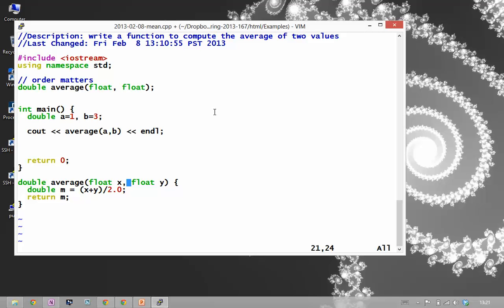Okay? So whatever's in this slot is always going to end up in the X slot, and whatever's in the second slot is always going to end up in the Y slot. And if you swap them, you may not get what you want. Like I said, in this case, it doesn't matter because this is what we call a symmetric function. The order is interchangeable.